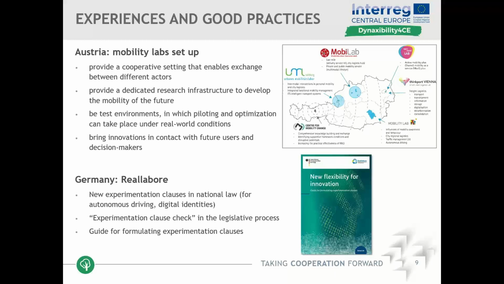We have two main experiences that we have analyzed among other tools in our guideline. The first one is the example of the mobility lab set up in Austria, where, as you can see, in different areas of the country, different labs have been implemented, providing in some cases research infrastructure in order to develop mobility solutions.